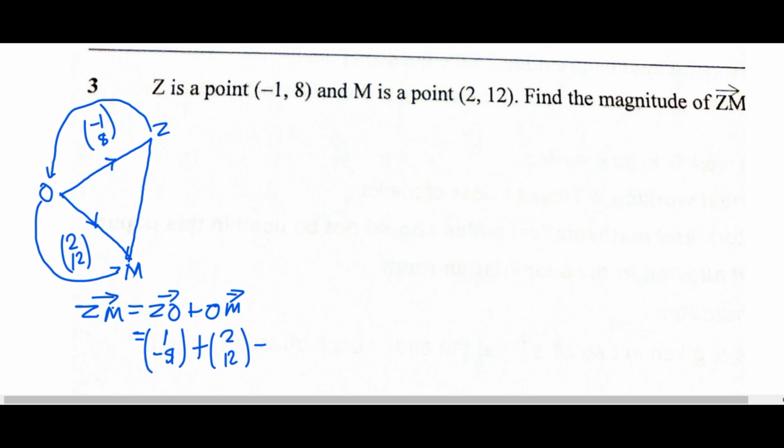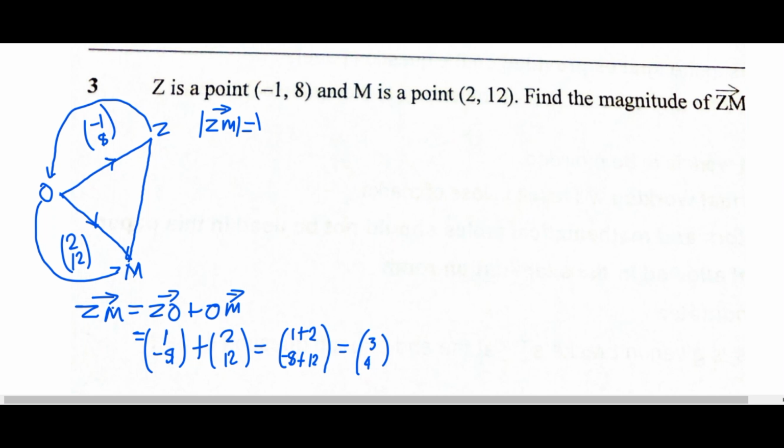So let's add these two vectors. Here we are going to have 2 plus 1, then on the bottom we have negative 8 plus 12. 2 plus 1 will give us 3. Negative 8 plus 12 will give us 4. So this is our vector ZM. But the question is, we are finding the magnitude of ZM.